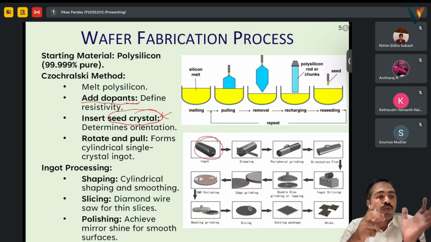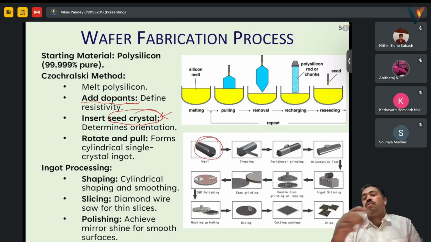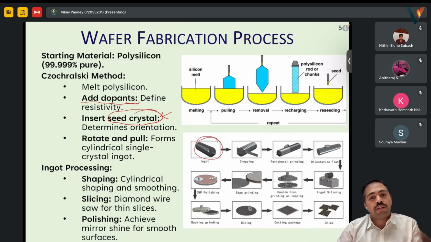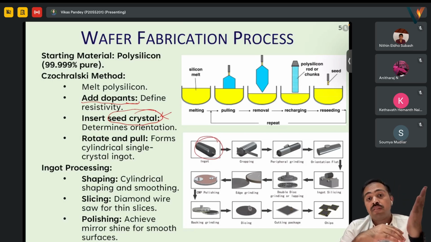I don't have a silicon wafer here, so in some class I will show you what a silicon wafer looks like. It is a very mirror finish kind of structure. According to application, you can have one side polished or both sides polished. The surface is made so smooth that it becomes like a mirror. Very smooth.